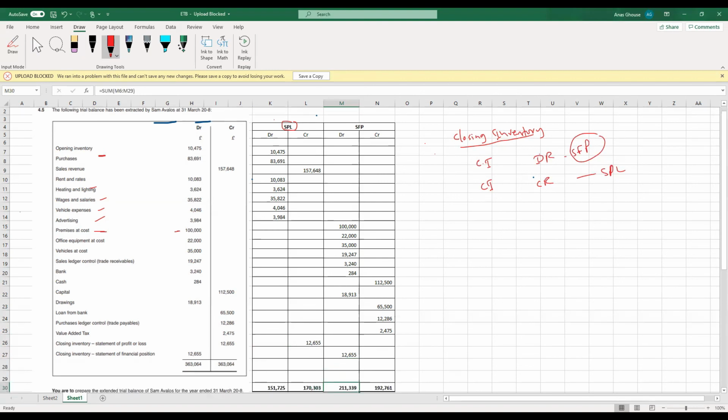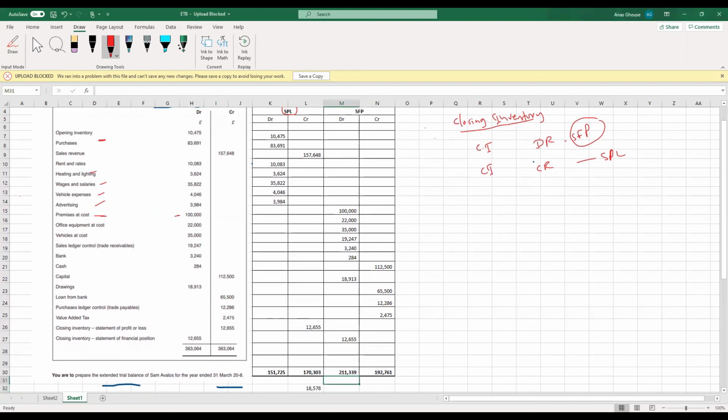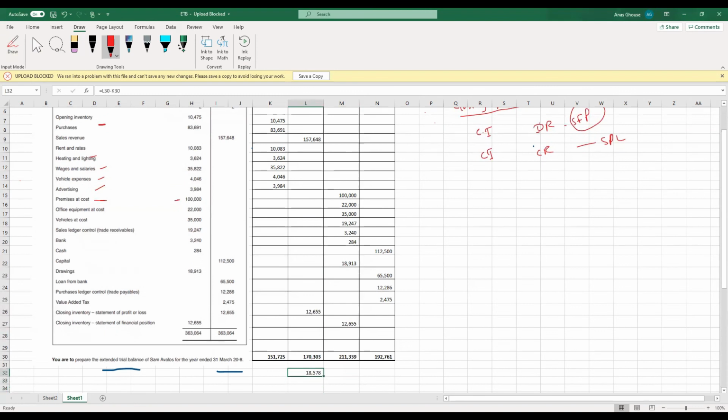Now as you can see, your financial position should balance, right? Debit should equal credit. Now when you see this, the difference between the credit side and the debit side. Credit side is more than the debit side. Credit side is 170,000, 173,03, and our debit side is 151,725. So therefore, we have a net profit of 18,578.